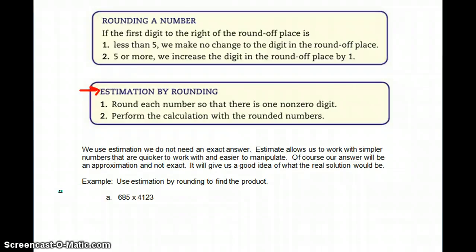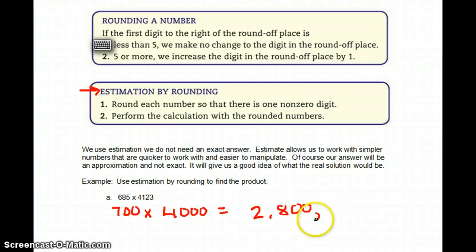So if we're going to use estimation by rounding to find the product, what I would suggest that you do when we're estimating is say, well, 685 is really close to 700, and 4,123 is really close to 4,000. So when I multiply 700 times 4,000, we get 2,800,000. And that is going to be our estimation.